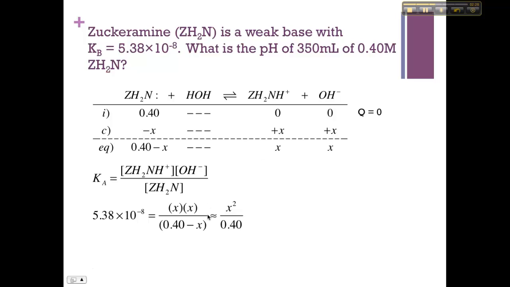When we get here at the end of the calculation, we see that there's 0.4 minus X, and that we approximate that as just 0.4. X is going to be a very small number. 10 to the minus 8 means that most of it stays as the base and very little of it breaks down, so that means X is going to be extraordinarily small. When we compare something that's extraordinarily small to 0.4, we can ignore it.